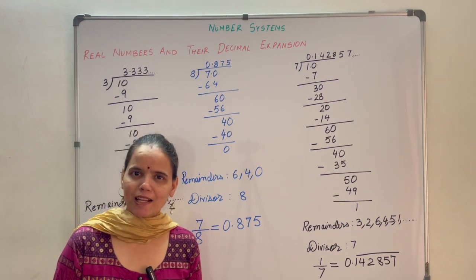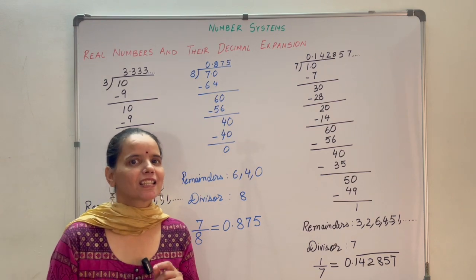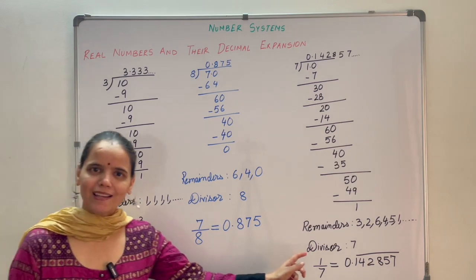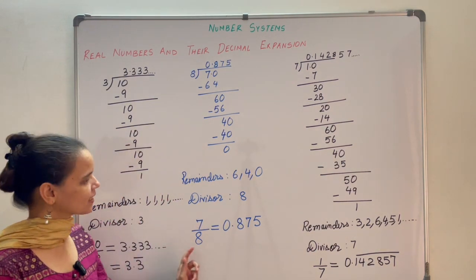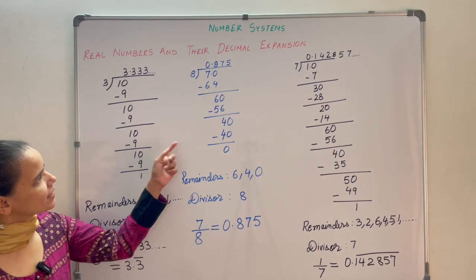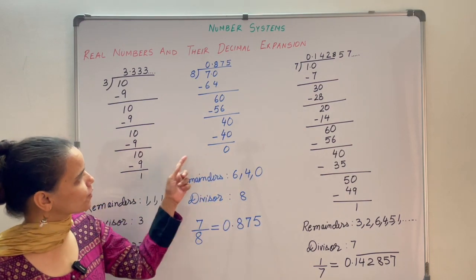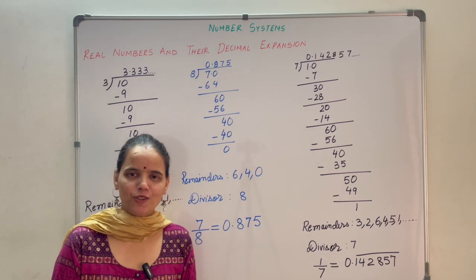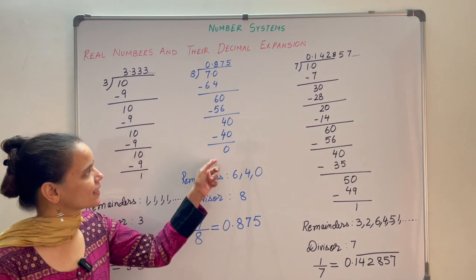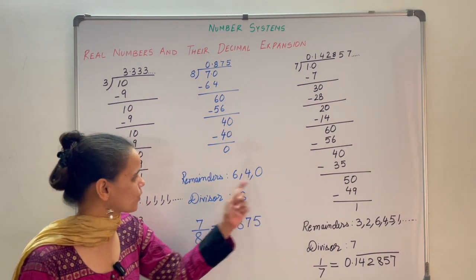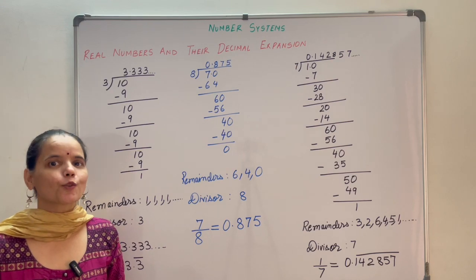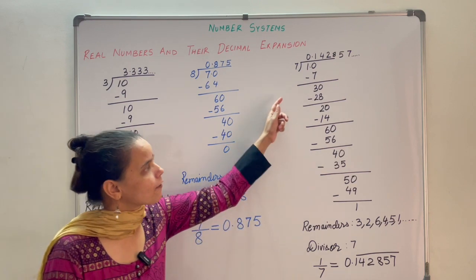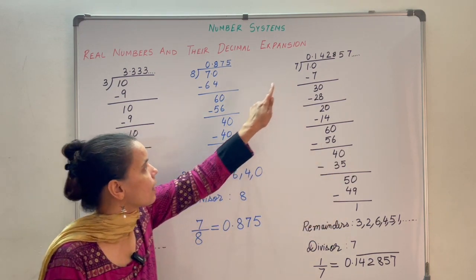To understand the decimal expansion of rational numbers, I have taken three rational numbers. Those are 10 by 3, 7 by 8 and 1 by 7. For all these three rational numbers, I have already done the division here. You need to observe these divisions carefully and tell me what you notice. I am sure you all must have noticed that here the remainder is 0 and in these two cases the remainder is not 0. So what happens here? After a certain stage the remainder becomes 0, and here after a certain stage the remainder starts repeating.